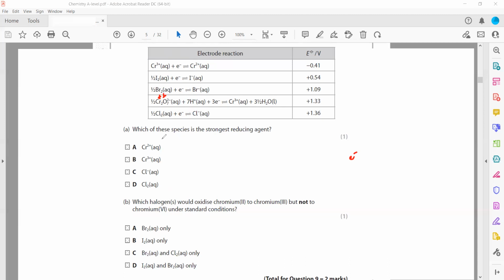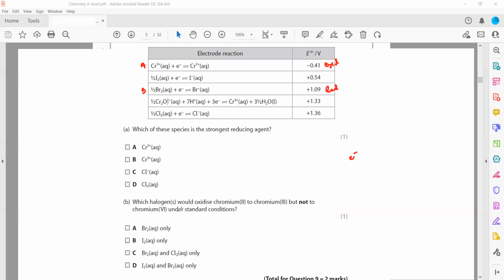Now, if we check with bromine, the equation we will take is chromium 3 to chromium 2. First we check with bromine. Which one has a higher voltage? This one has a higher voltage, so reduction happens for this and oxidation happens for the other. Reduction means the bromine molecule will turn into bromide ion, and oxidation means chromium 2 will change to chromium 3. So this will happen.